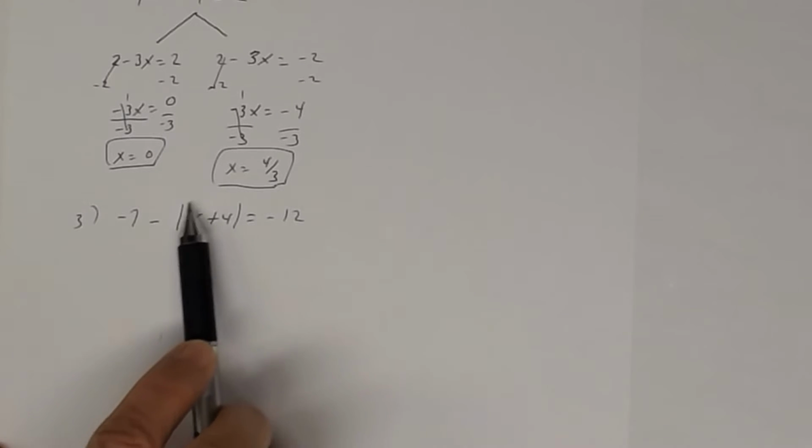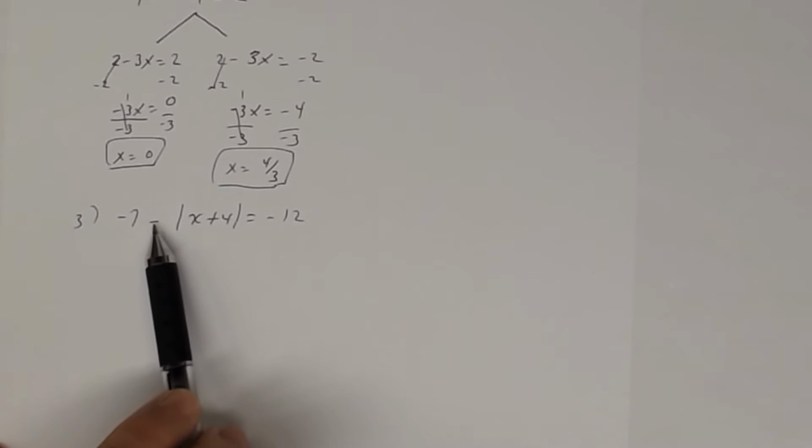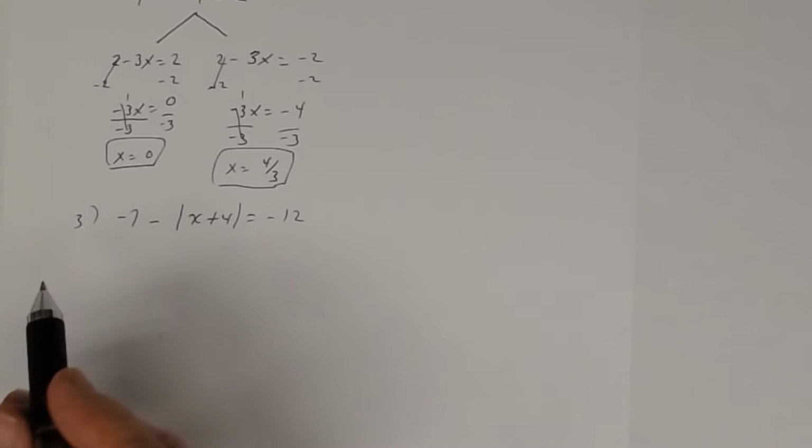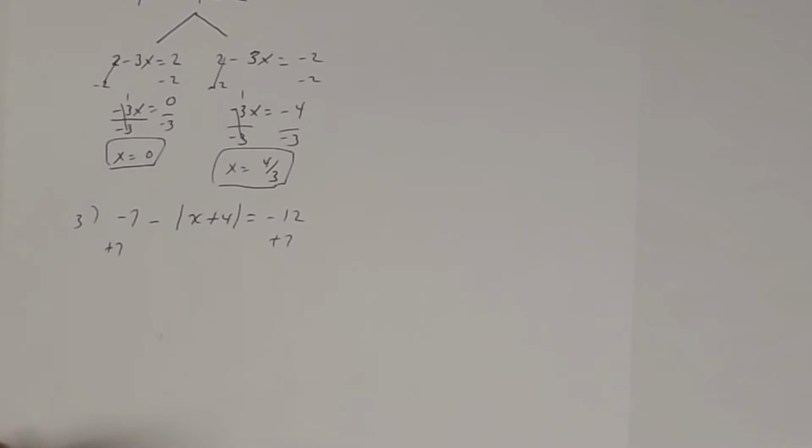So you're subtracting an absolute value. So at some point, you've got to be careful with this. If this were plus, it'd be a lot easier. But with a subtraction, you've got to be a little bit more careful with this one. What most students will do is add 7 to both sides, just like I'm doing.